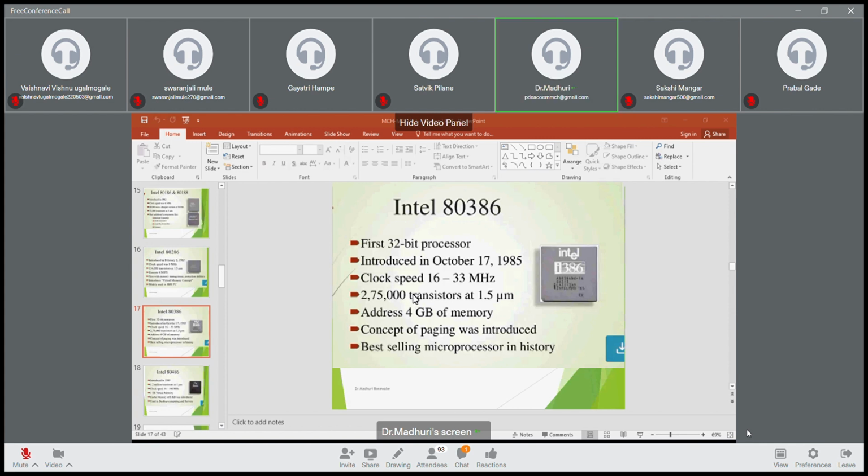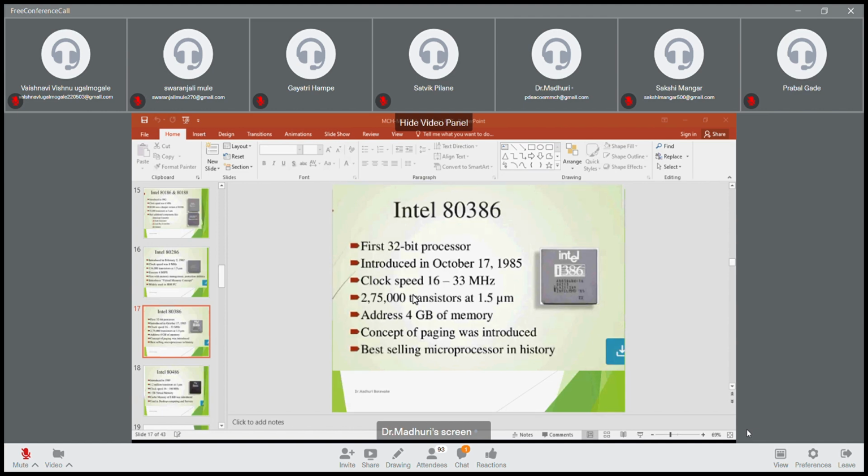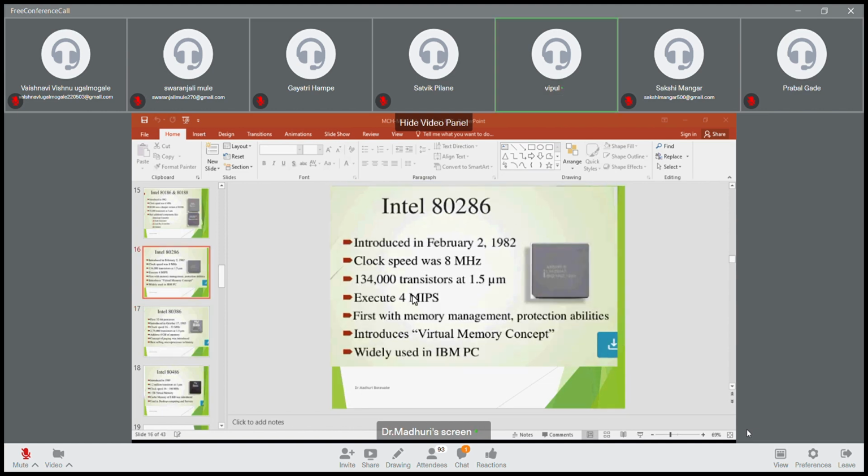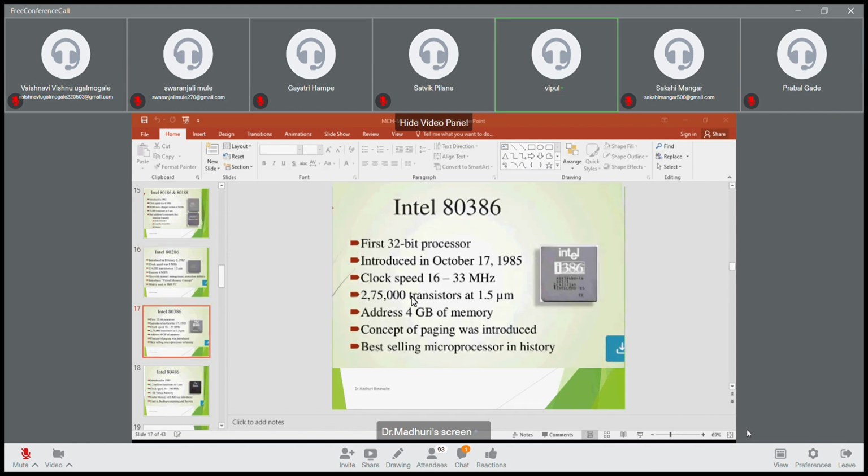Yes. We haven't finished it. I can't hear you, could you please speak loudly? Ma'am, we haven't finished it. This we have finished. Yes, ma'am. Okay, now the next processor is the 386 processor.